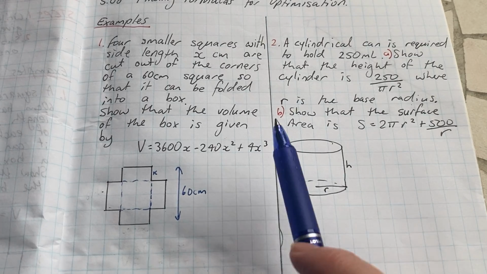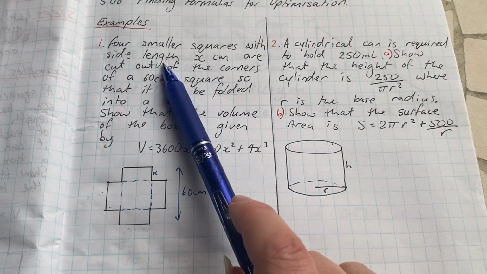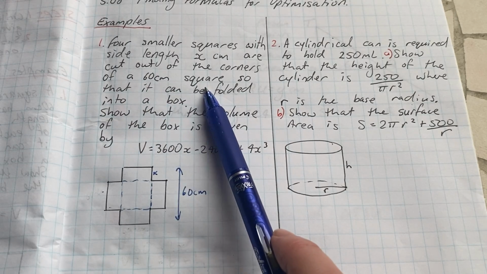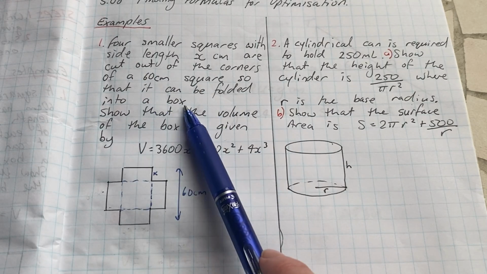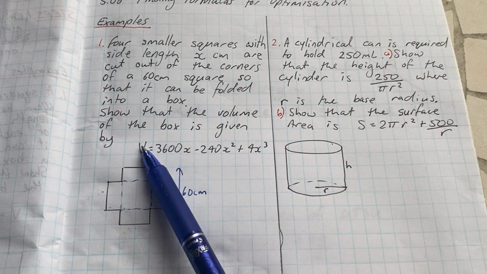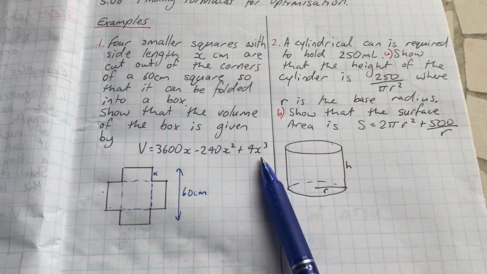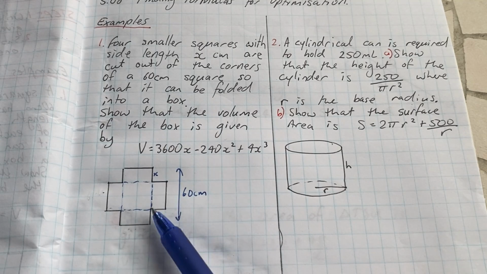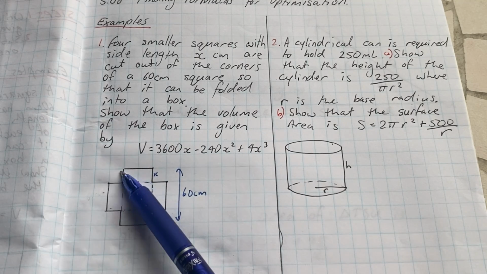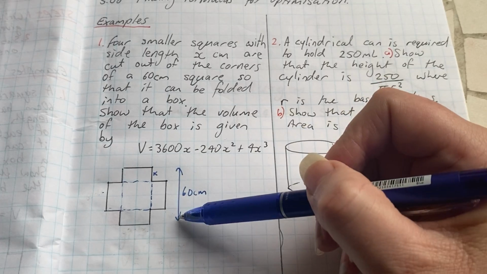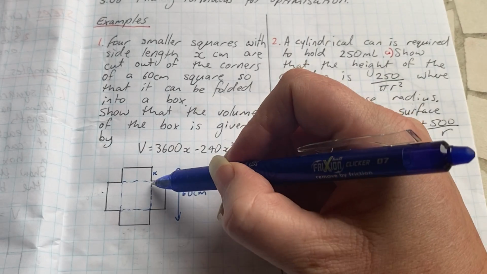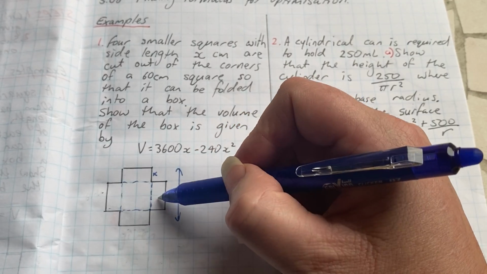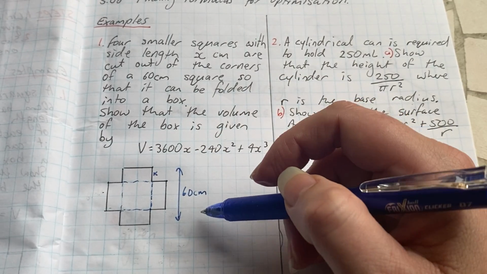So the first example is 4 smaller squares with side length x centimeters are cut out of the corners of a 60 centimeter square so that it can be folded into a box. Show that the volume of the box is given by this formula here. So here's our square. We've cut x by x out of there, out of here, out of here, and out of here. The whole thing is 60 centimeters. So if we fold along these lines, fold up these 4 pieces, we get a box.